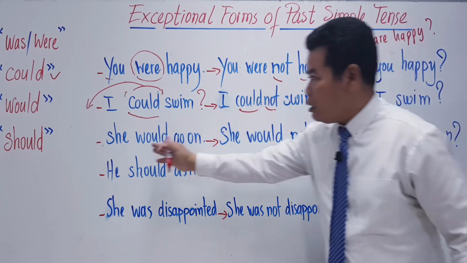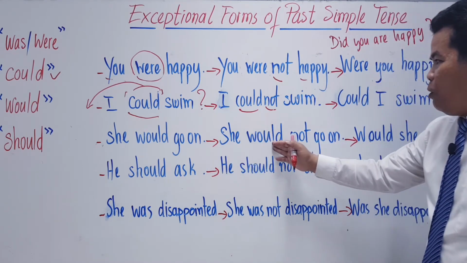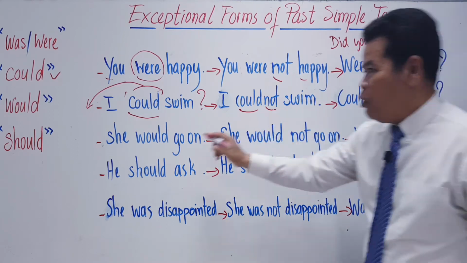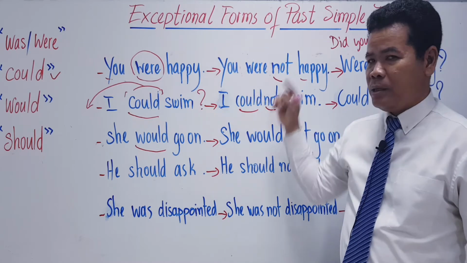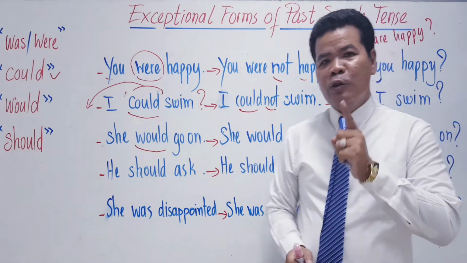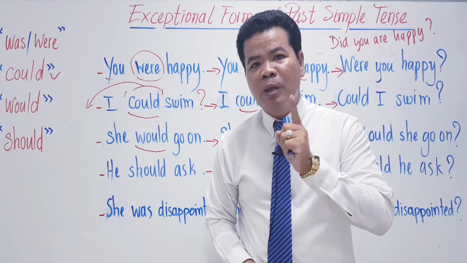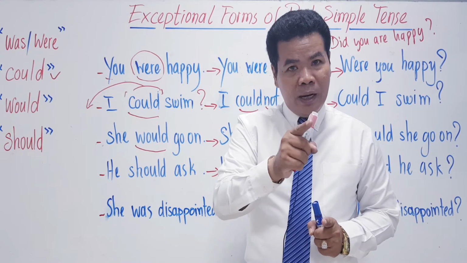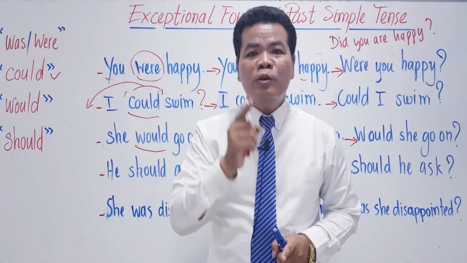Let's go to the next example. She would go on. Let's go to the negative. She would not go on. So would is one of the four exceptional verbs. Would here is used as the past simple of the infinitive will. Again, will is used as the present verb, and then would is used as the past simple.